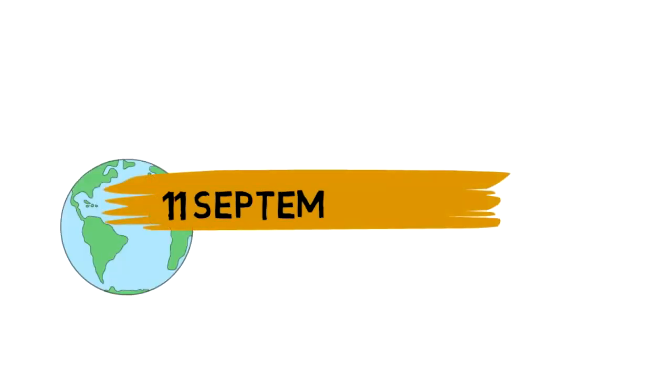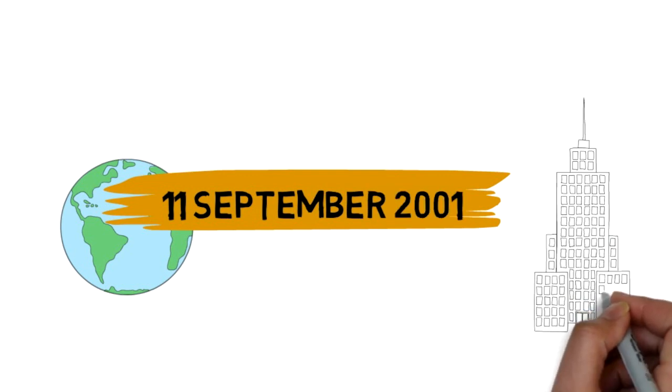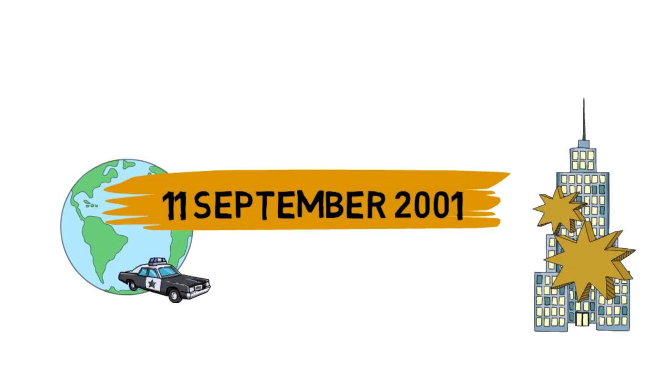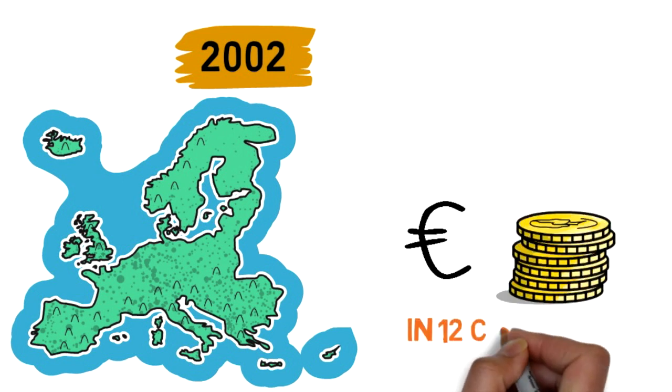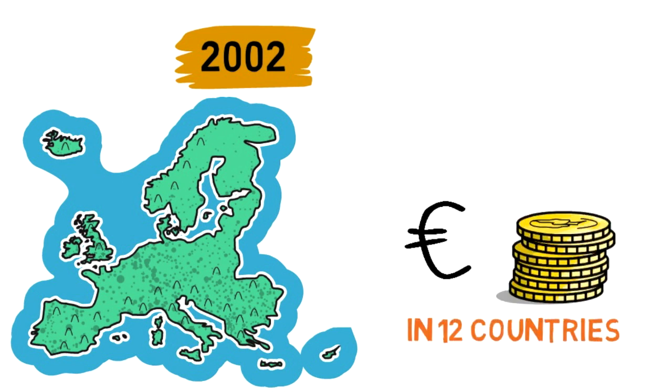In 2001, the world was shocked by the 9/11 terror attacks. In light of this, EU countries began to work together more closely to fight crime. In 2002, the euro became the new currency for Europeans in 12 countries. During the following decade, more countries adopted the euro.